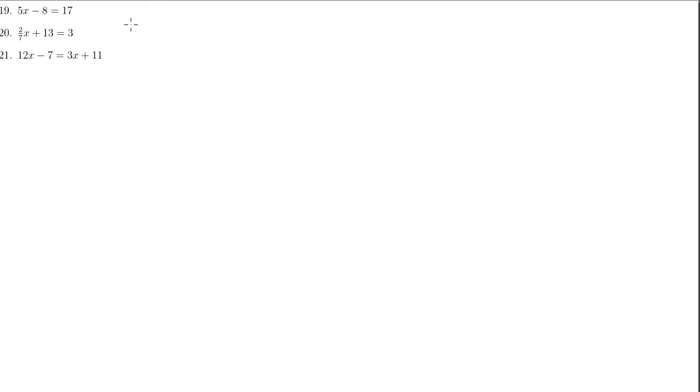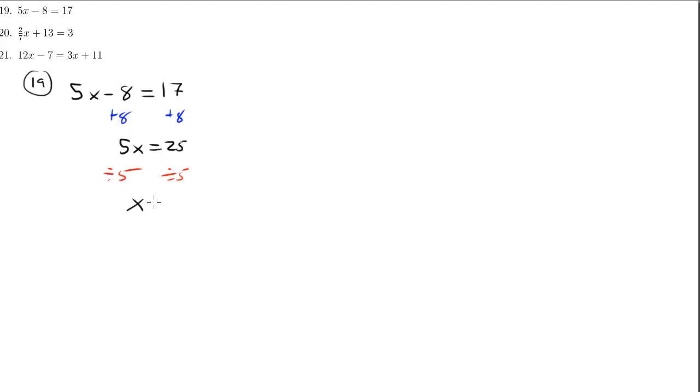More solving. We're going to start with number 19, and we'll have 5x minus 8 is equal to 17. Add 8 to both sides, and we'll get 5x is equal to 25. When we divide by 5, we'll get x is equal to 5. 20.